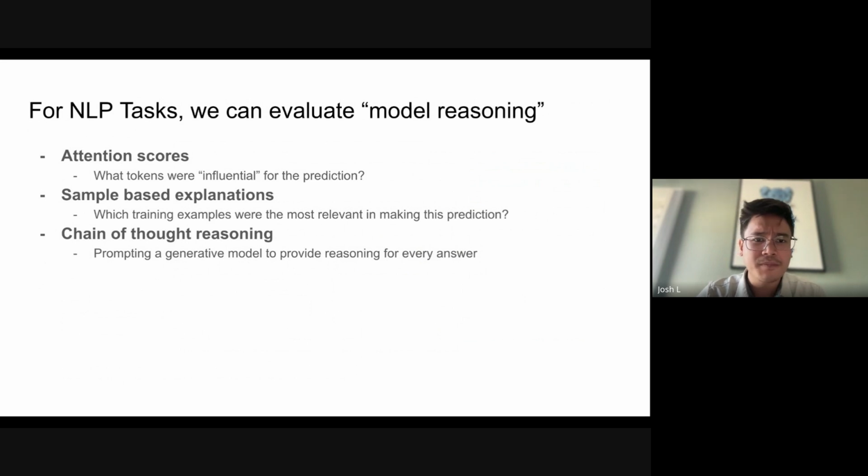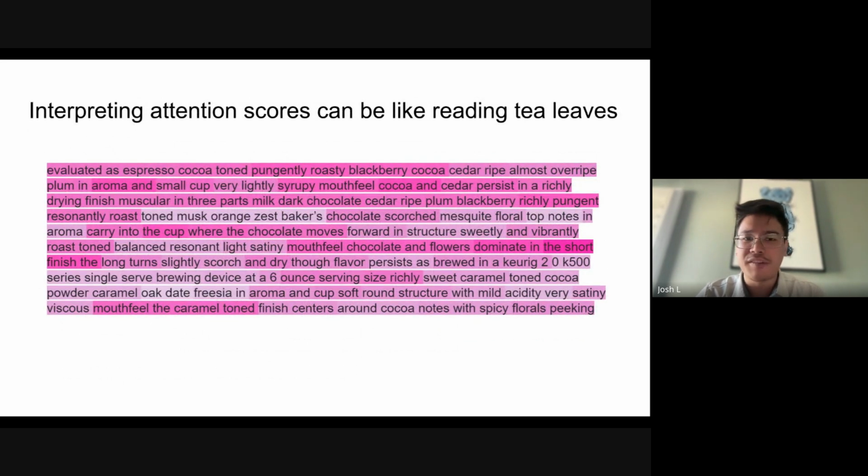For example, I mentioned attention scores. Looking at attention scores can be a lot like reading tea leaves. In this example, where you have this span of text being considered for the quality of the coffee, you can see that the words aroma, mouthfeel, short finish, they're important, but you don't really quite know how the model is using them. You know that they're weighed very highly, but you don't exactly know any of the global principles for why these words are important and how they're being weighed against every other word in the context.